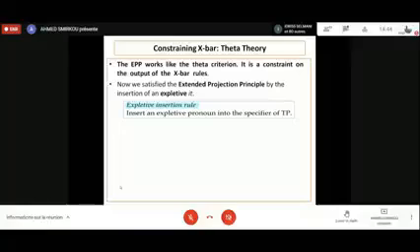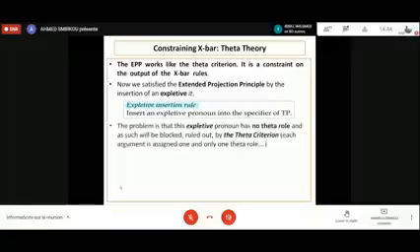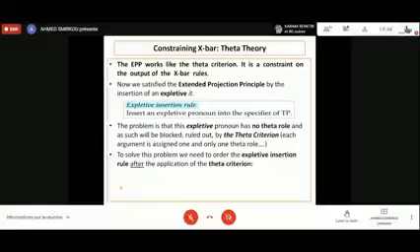So the order is very interesting. However, the problem is that this expletive pronoun has no theta role, which means it will be ruled out by the Theta Criterion, which states that each argument is assigned one and only one theta role, etc. So to solve this problem, we need to order the expletive insertion rule after the application of the Theta Criterion, as in this.